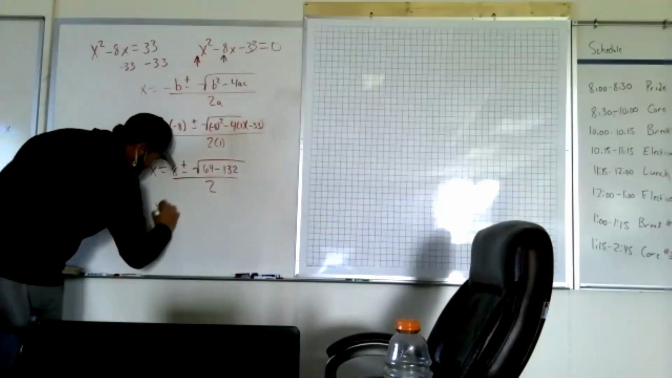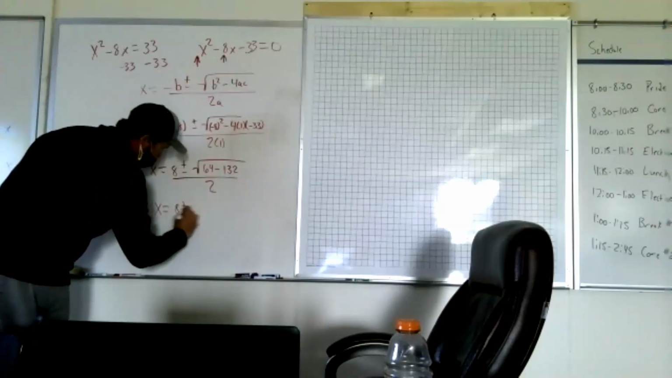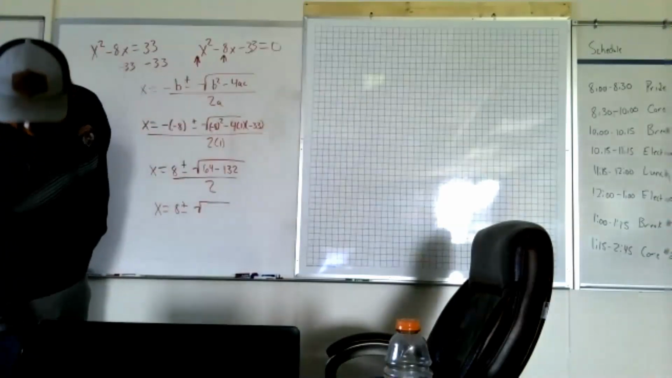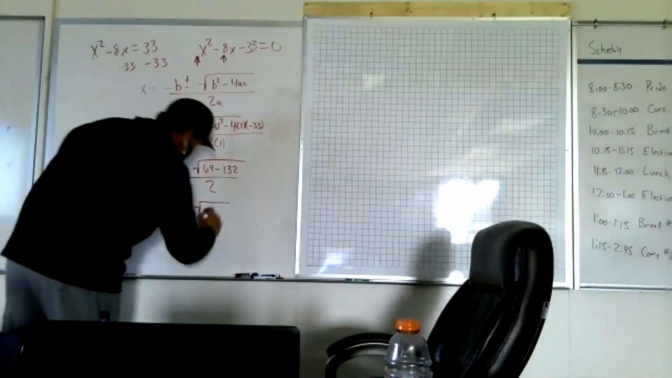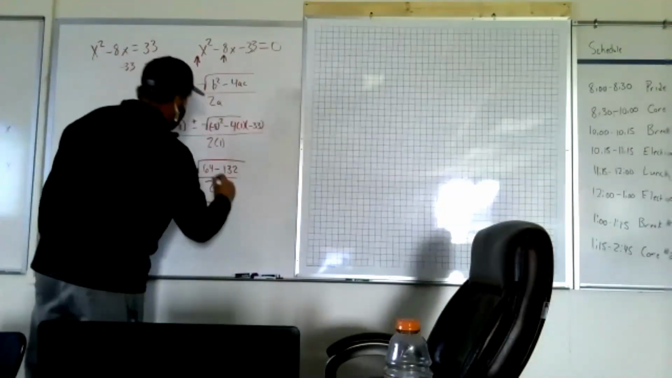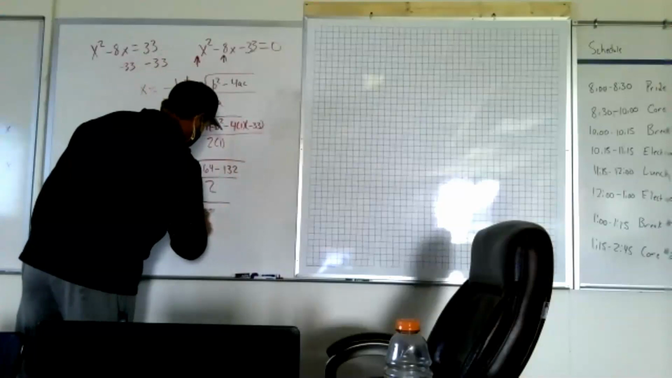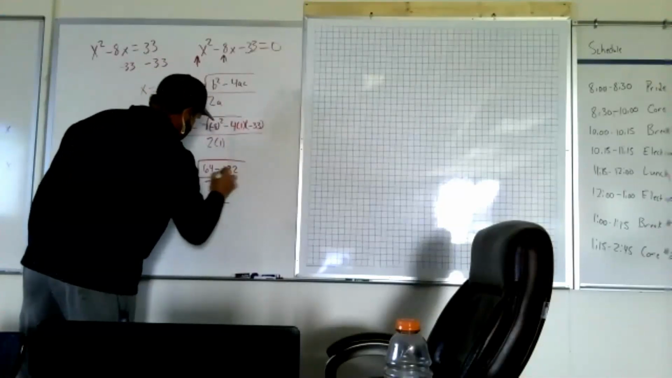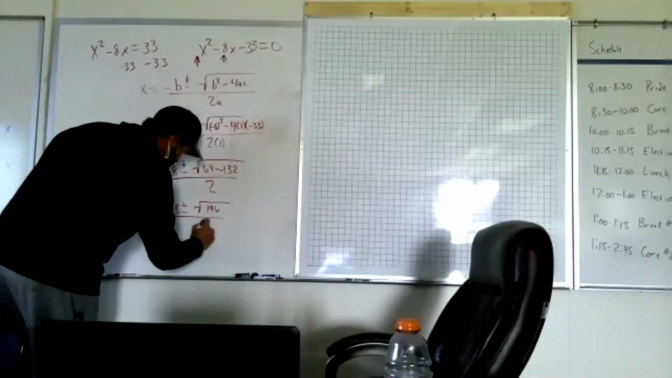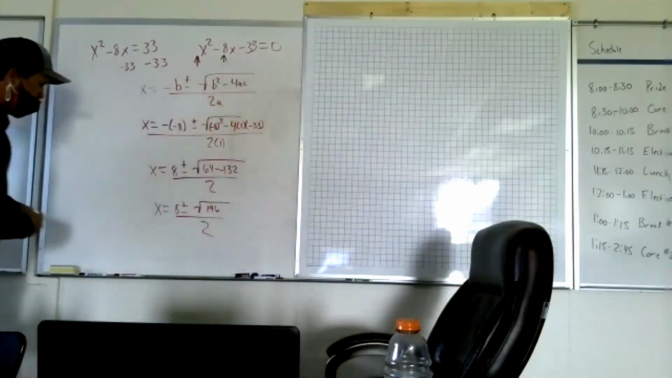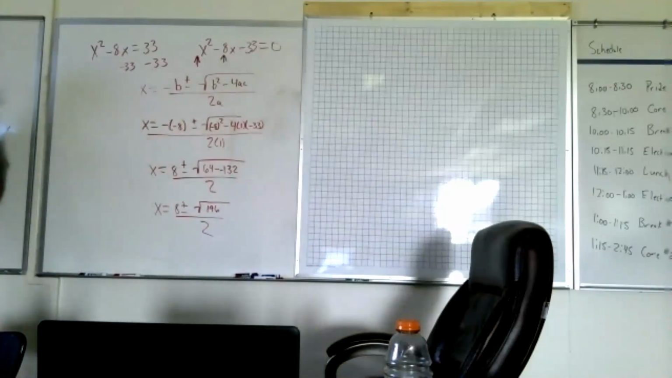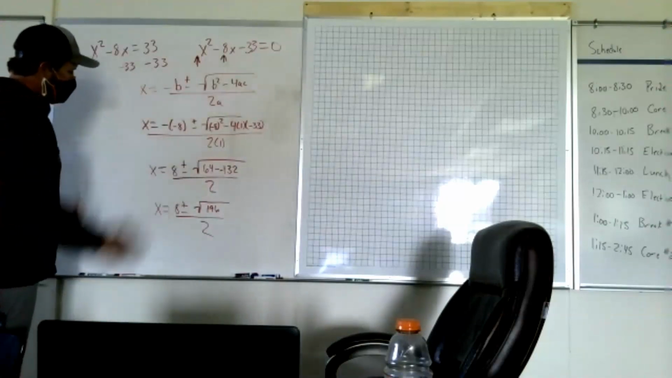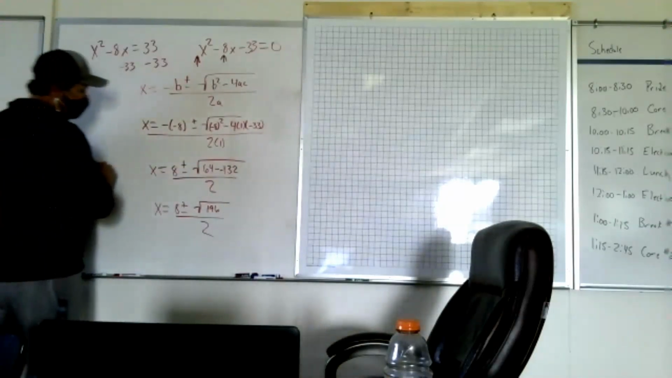So it's still x is equal to 8 plus or minus the square root of negative 68, nope, that's going to be 196. That's a negative there, so 64 minus negative 132 gives 196, all over 2. Now we can find the square root of 196. 196 is a perfect square. The square root of 196 is 14.